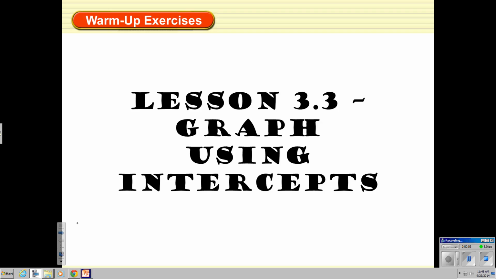Okay, lesson 3.3, graph using intercepts. First of all, you need to understand the term intercept. An intercept is where a line or any part of a graph might cross the x or the y axis. That would be an intercept.